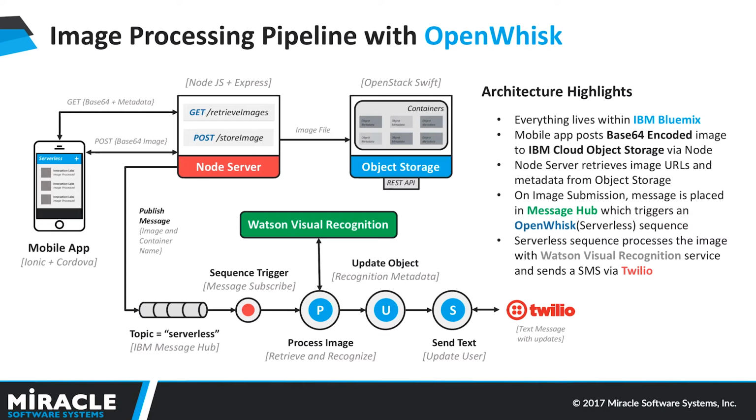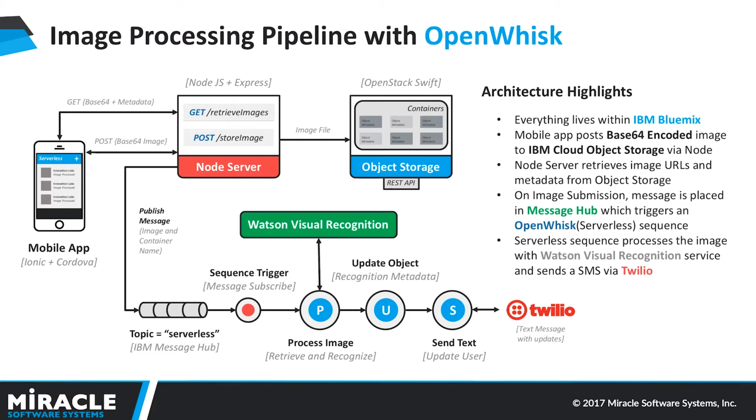So essentially what you're seeing over here is the mobile application posting an image to the Node server, which then triggers the sequence of serverless actions by publishing a message into Kafka, which is running on IBM Message Hub. We have a topic called serverless, and the Node server is publishing both the image name and the container name to this Kafka topic, which is triggering the OpenWhisk sequence.